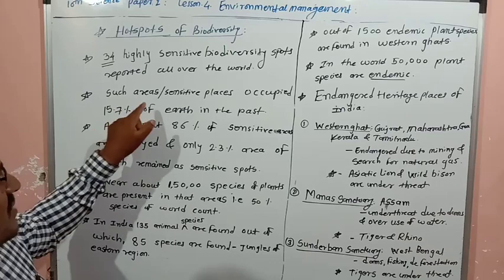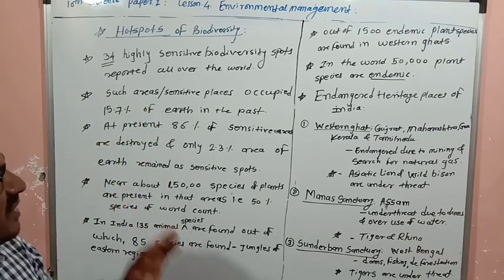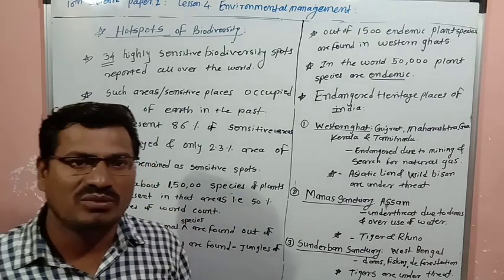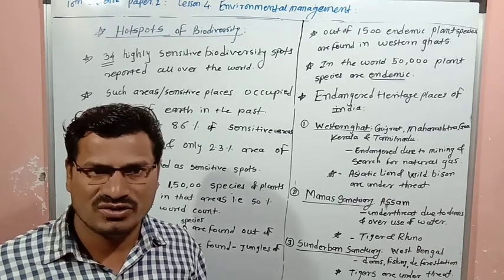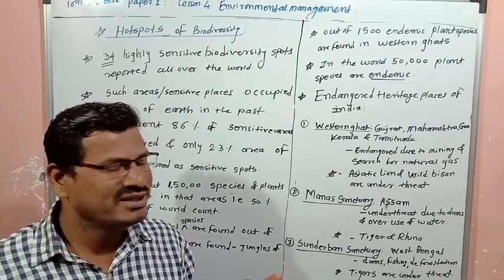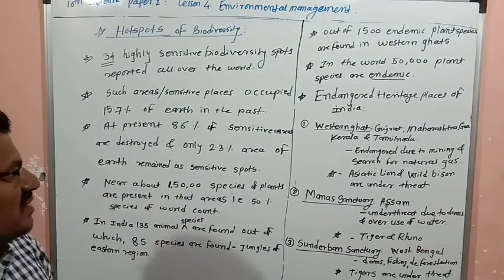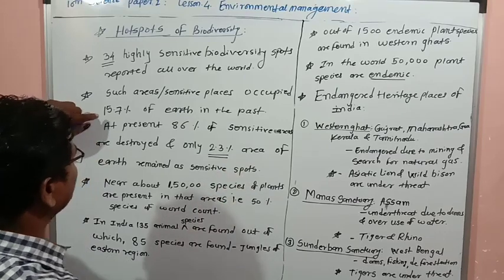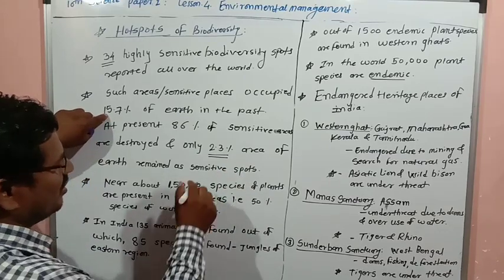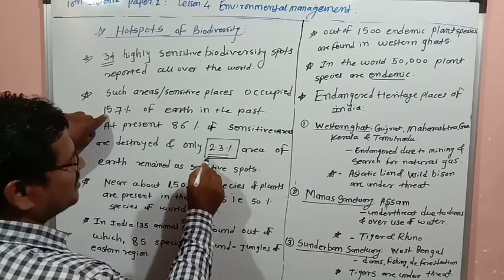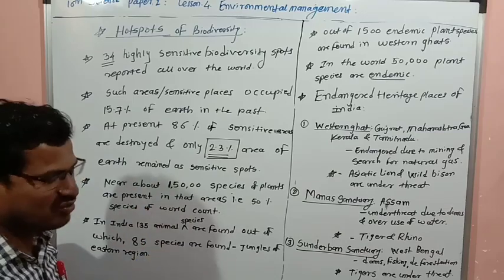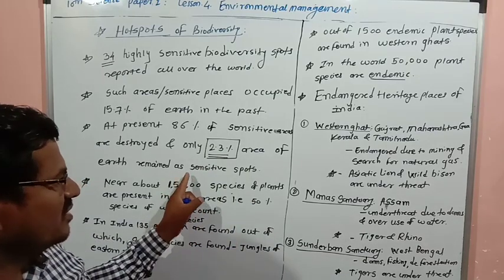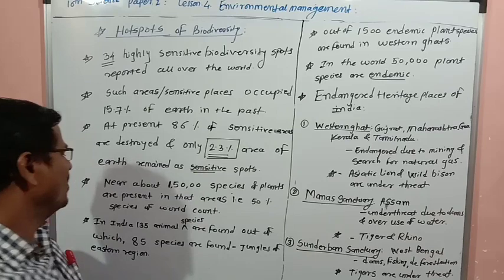Out of that, at present 86% of sensitive areas or sensitive places are destroyed. So how much percent of that area is destroyed? 86% of those sensitive places are destroyed, and only 2.3% of the area of the earth remains. Before, how much was there? 15.7%. Now how much remains? 2.3% of the area of the earth remains as sensitive spots.